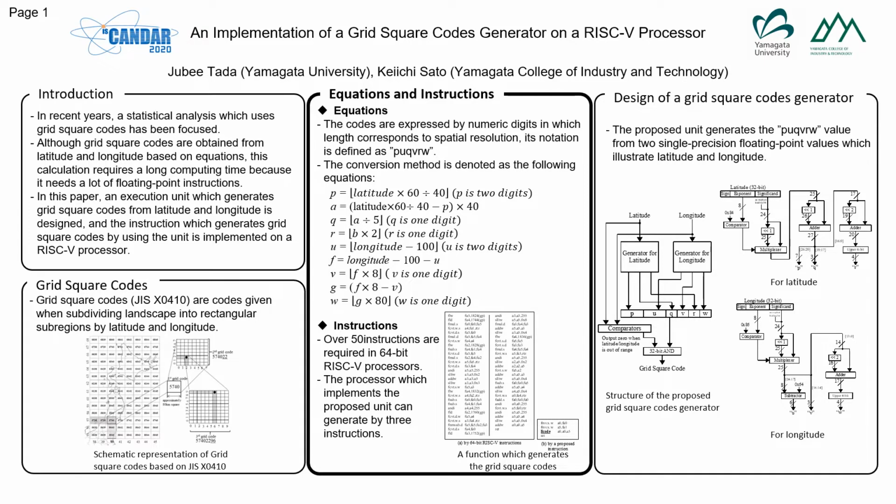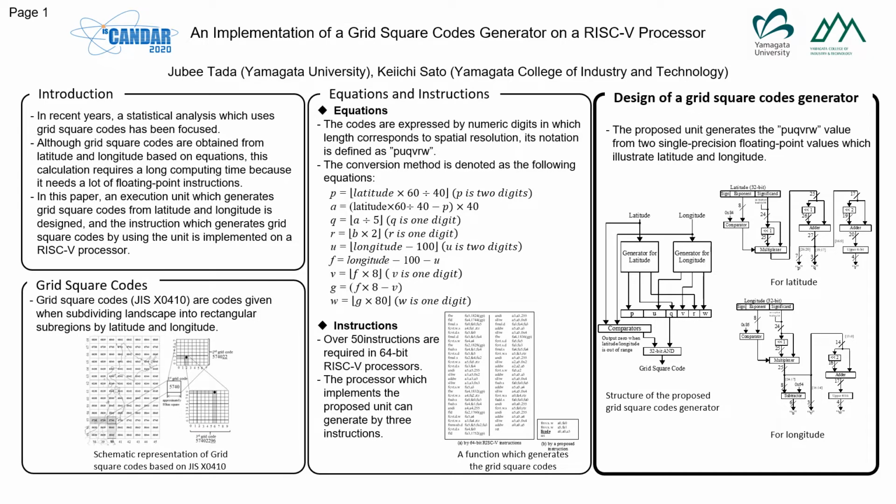To convert degree notation of latitude and longitude to the corresponding grid square code, these equations are required. In 64-bit RISC-V processors, over 50 instructions are required to realize a function which generates grid square codes. Therefore, this paper proposes an execution unit which can generate the corresponding grid square code from latitude and longitude in one cycle.